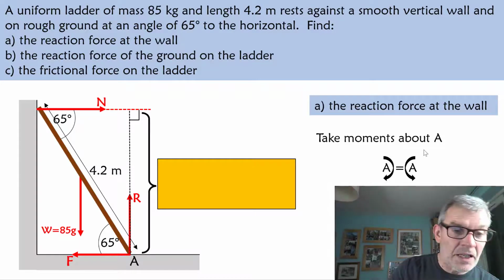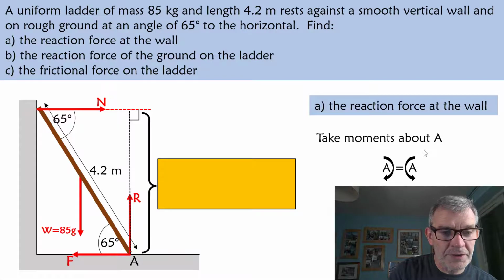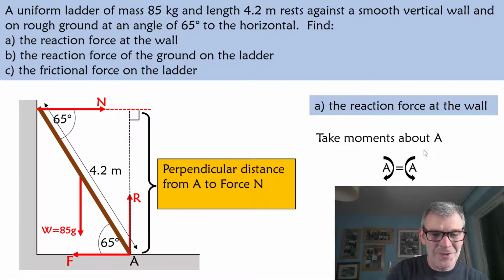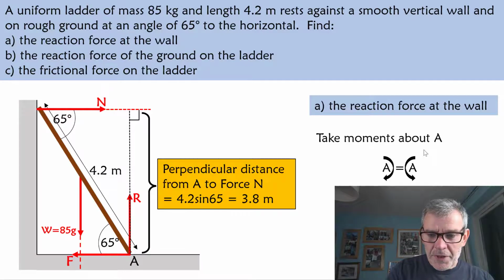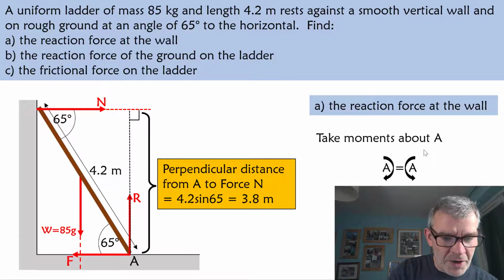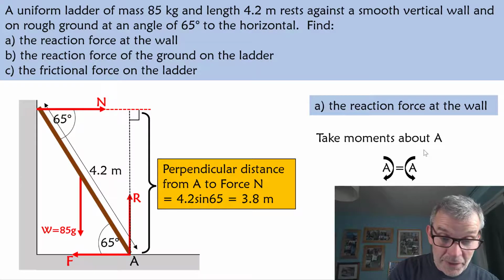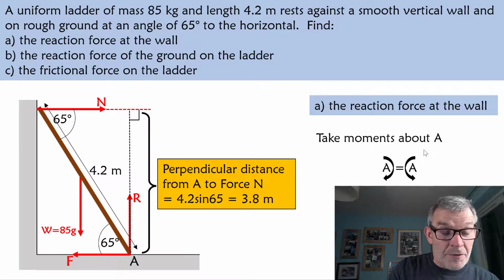The angle from the ladder to the force N is obviously 65 degrees. Therefore, we've got a right angle triangle there. We've got the hypotenuse as 4.2. So we can say the perpendicular distance from A to force N is equal to 4.2 sine 65, which is equal to 3.8 meters. The other force that we're going to be interested in is the force which is making it turn in an anti-clockwise direction. And that force is the weight.